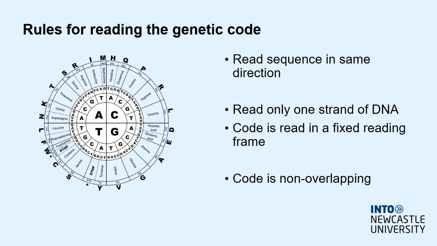So just like when we read written text, there are rules to reading the genetic code. So we always read the sequence in the same direction. So we're going to read that sequence 5' to 3'. That's going to be very important.